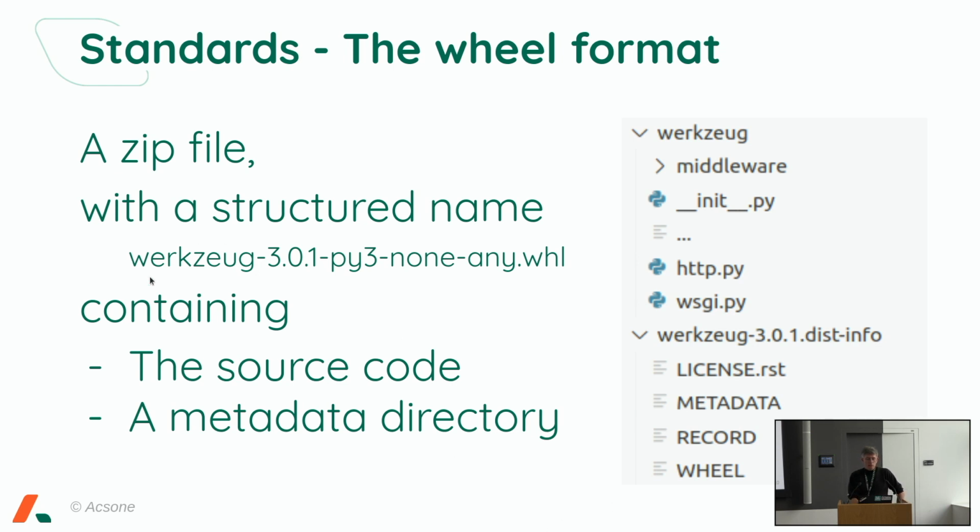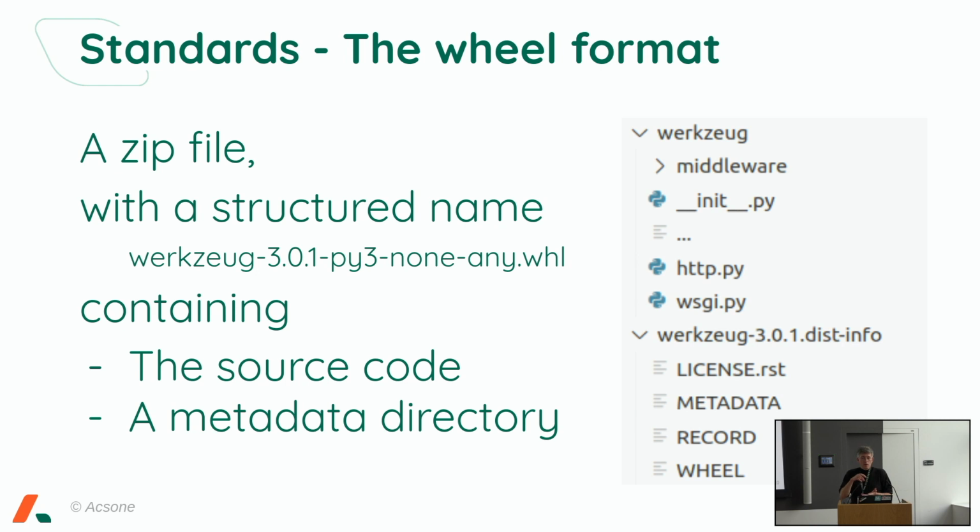Like this one, you see Werkzeug, so you already get the package name, then you have the version in the file name, so you don't need to open the zip file to know what version is in it. And then the last three parts are what are called the compatibility tags, and they say with which Python versions or which platform the package is compatible.